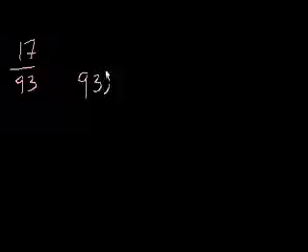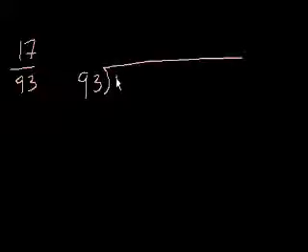Let me do a real weird one. Let me do 17 over 93. What does that equal as a decimal? Well, we do the same thing. 93 goes into 17. I make a really long line up here because I don't know how many decimal places we'll do.